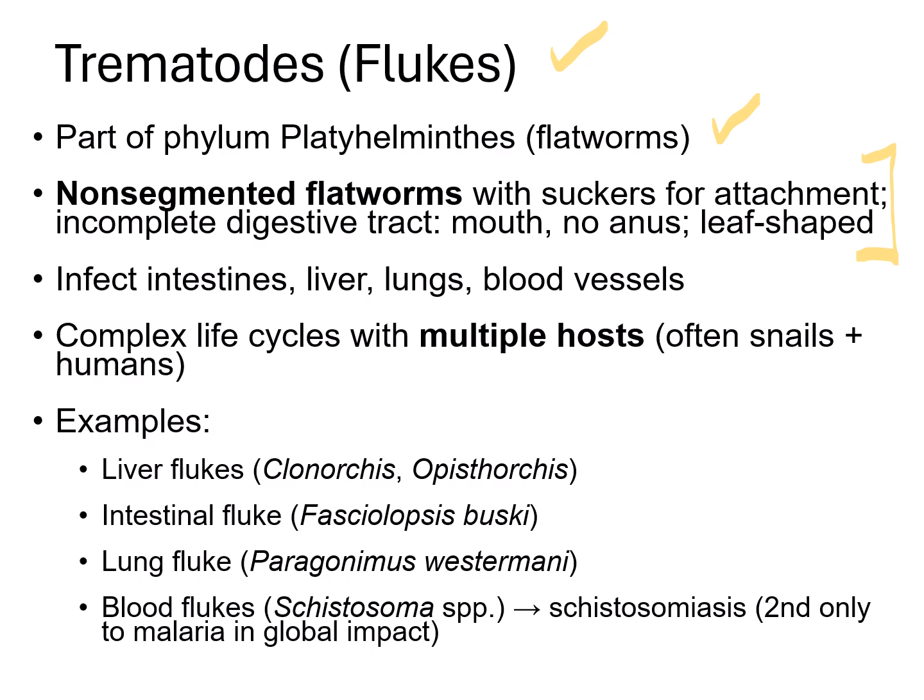They can infect intestines, the liver, the lungs, and blood vessels in humans, and often require multiple hosts, most commonly snails and humans. Examples include liver flukes like Clonorchis or Opisthorchis. We have intestinal flukes like Fasciolopsis buski, lung flukes, Paragonimus westermani, and blood flukes, which are different species within the Schistosoma genus. These last ones cause schistosomiasis, and schistosomiasis is second only to malaria in its global impact.